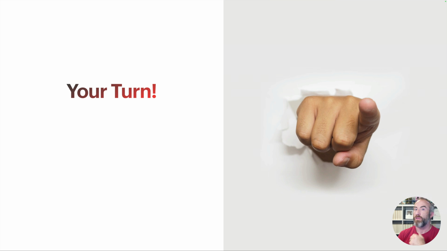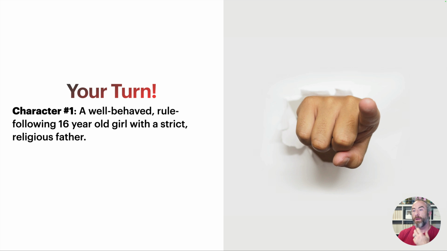So now I want you to give it a try. I'm going to create a character for you. A well-behaved, rule-following 16-year-old girl with a strict religious father. So that's character number 1.